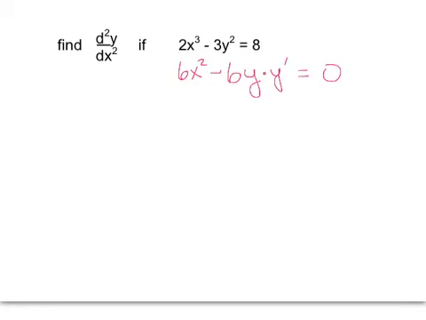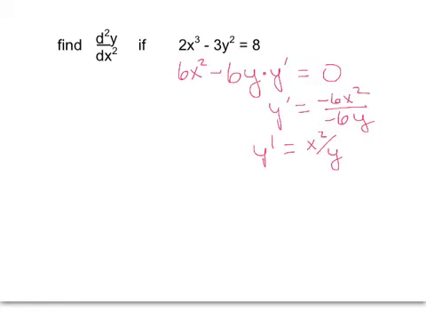Now, I think it's best here to maybe solve for y prime at this point. Remember, we're trying to find the second derivative, so let's go ahead and finish solving. I'm going to subtract 6x squared on both sides, and then divide by negative 6y, and I get y prime is x squared all over y, positive. Alright, so then we take a deep breath, and we're going to take the derivative again.